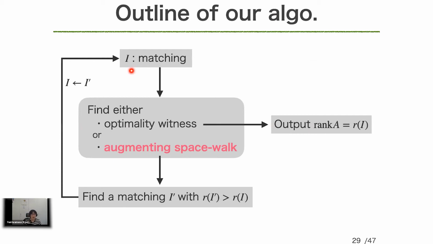Okay, so let me introduce an outline of our algorithm. First, we have a matching at hand here. If we can find an optimality witness of I, then it means that I is maximum, so we output R of I, the combinatorial value of I, as the rank of A. Otherwise, we can find an augmenting spacewalk for I. In this case, we can augment the matching, or in other words, find a larger matching I prime satisfying this condition, update I to this matching, and repeat this procedure. So this is an outline of our algorithm.